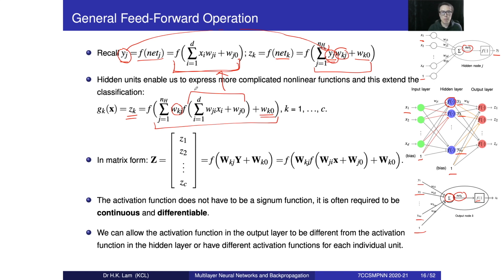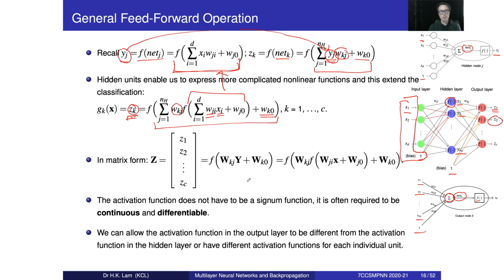When k is 1, we are talking about this output, which depends on all x right here, including the bias. When k is 2, you just change the corresponding values of w, and then you can compute the value of z2. You can also put it in this matrix form, z1, z2 up to zc. For this one, it is just one particular value of z, according to what value of k it is.